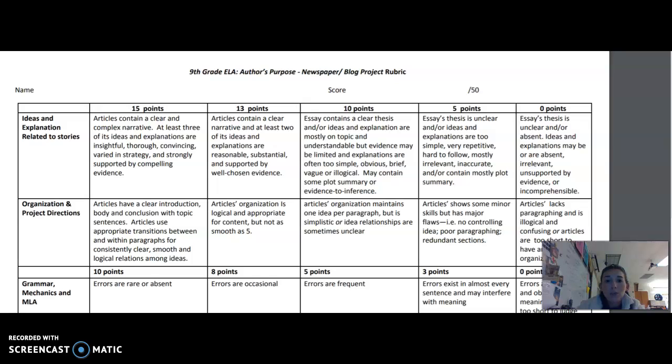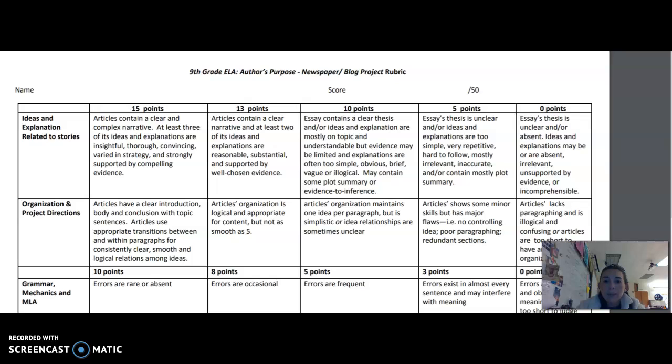So, in order to achieve the full credit of 15 points, articles contain a clear and complex narrative. At least 3 of its ideas and explanations are insightful, thorough, convincing, varied in strategy, and strongly supported by compelling evidence. That would be for full credit for ideas and explanation related to stories. For organization, articles have a clear introduction and body conclusion with topic sentences. Articles use appropriate transitions between and within paragraphs for consistently clear, smooth, and logical relations among ideas.